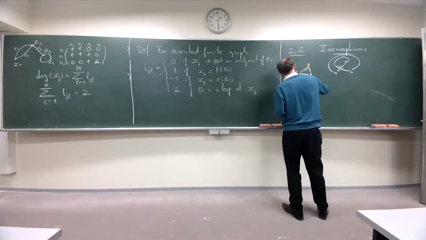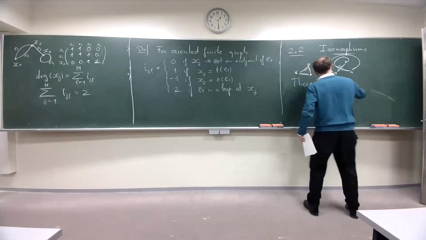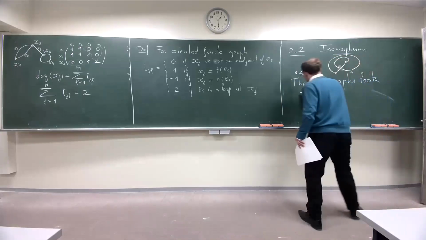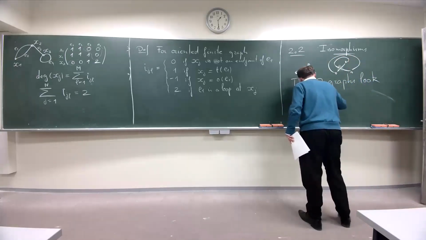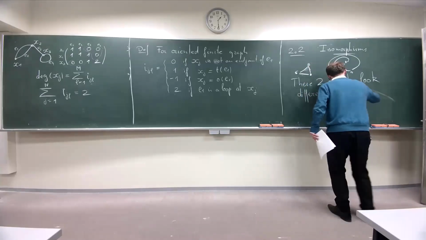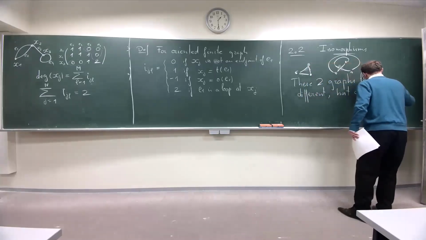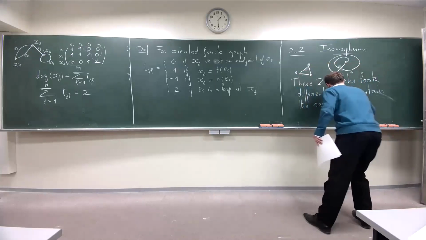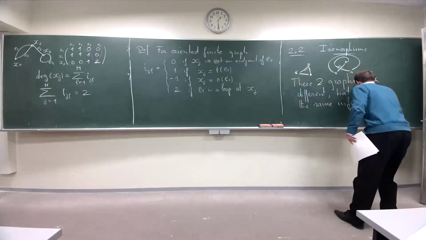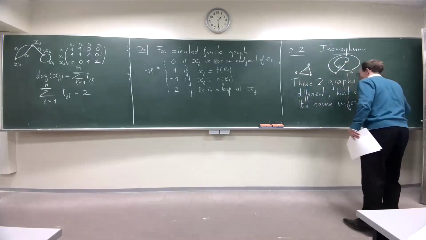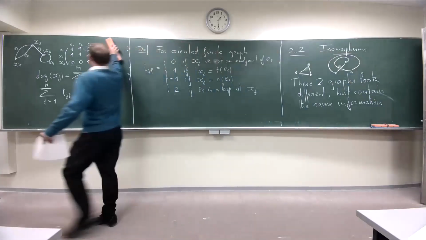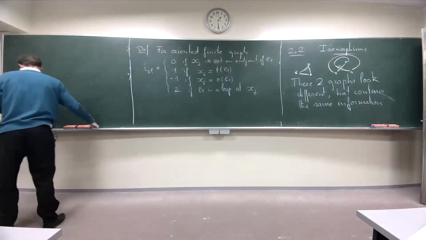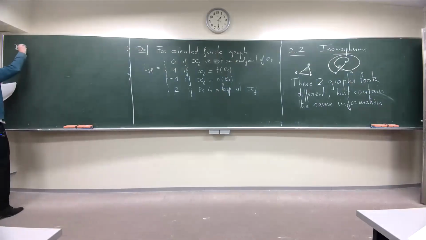So let me just write a sentence. These 2 graphs look different, but they contain the same information. I want to give one or two definitions related to this. So the next definition is about isomorphism.